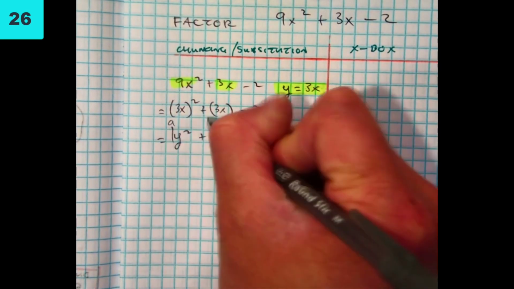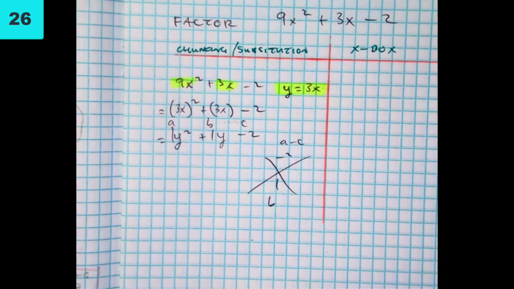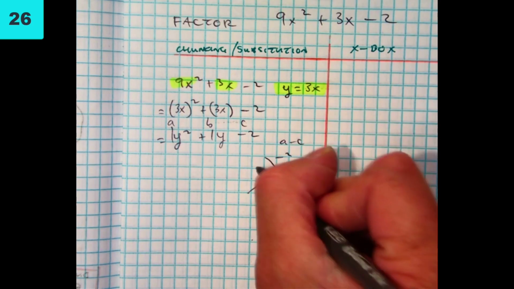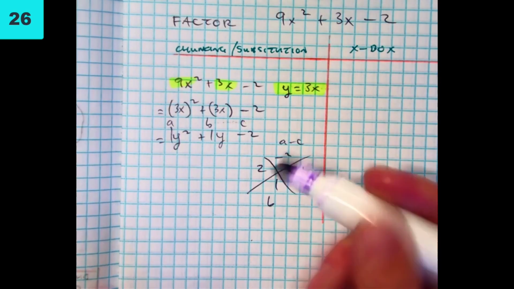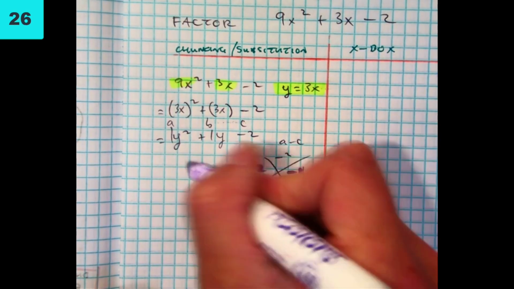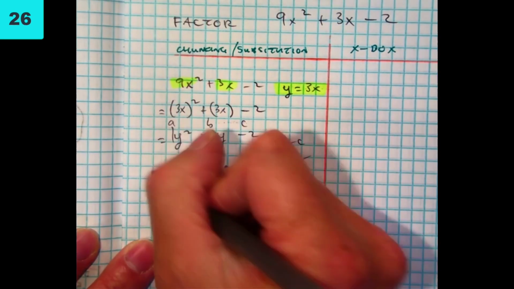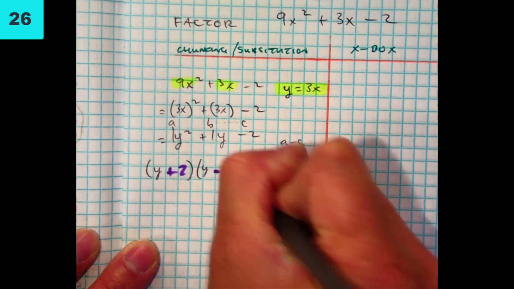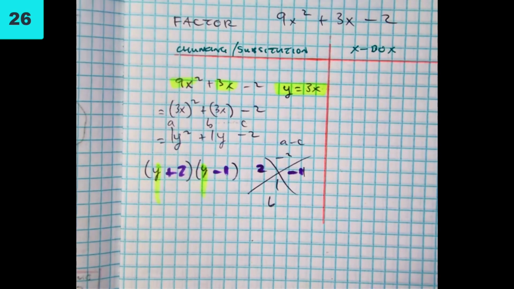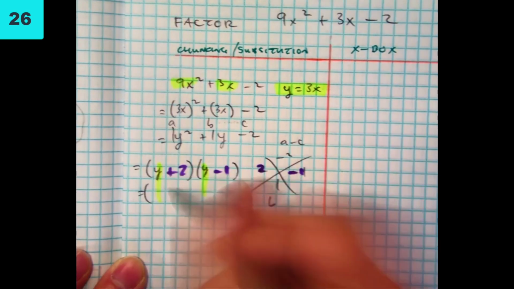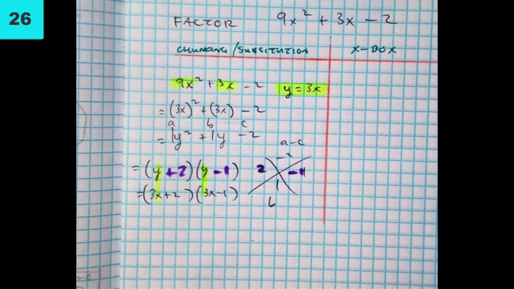1 and 1. This is your a, b, and c. A times c is -2. B value is +1. 2 numbers that multiply to be -2 but add to be 1: +2 and -1. So those 2 values, 2 and -1, give y plus 2, y minus 1. And then I'm going to go back and put in my substitutions. So I have the answer of 3x plus 2, 3x minus 1. Raise your hand if you got that.